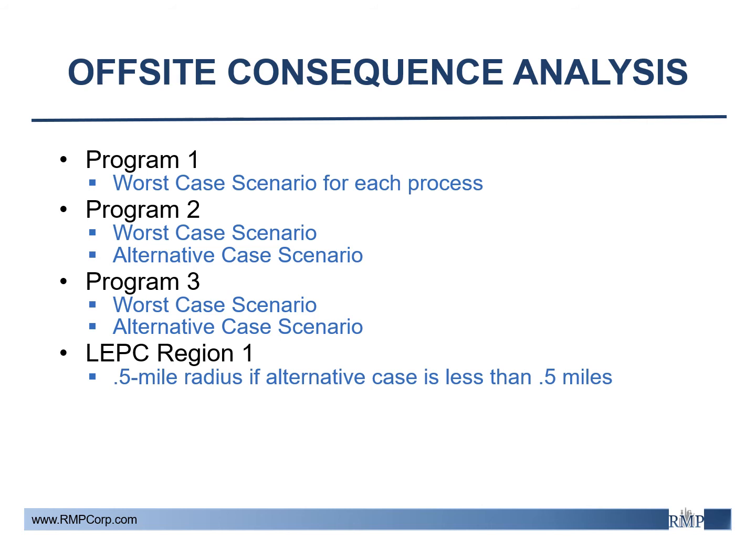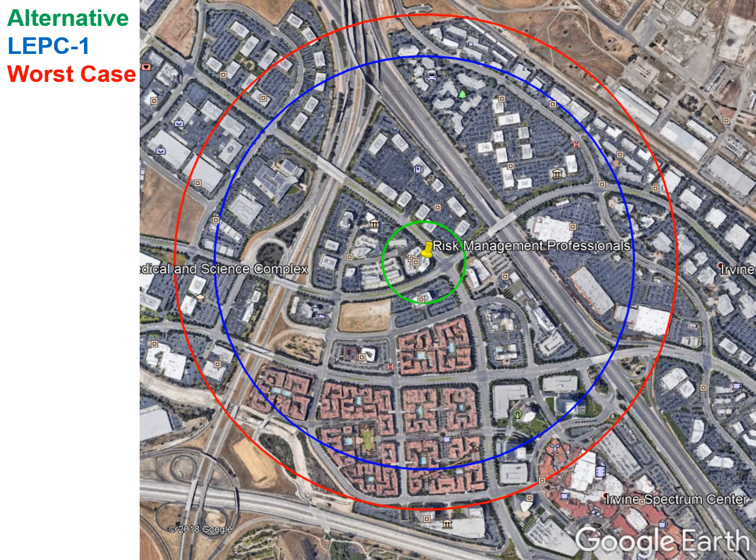For Program 3, an alternative case scenario is also required. If you're in LEPC Region 1, a 0.5 mile radius should be included in your sensitive receptor map if an alternative case is less than 0.5 miles. For example, using the 0.6 mile worst case scenario and an LEPC 1 circle of concern of 0.5 miles and the alternative case estimated at 0.1 miles, it will give you a map that looks like this for each scenario.